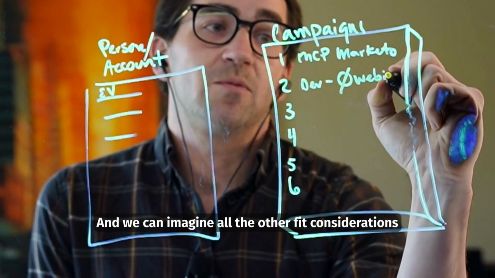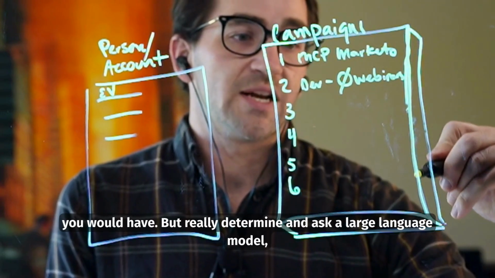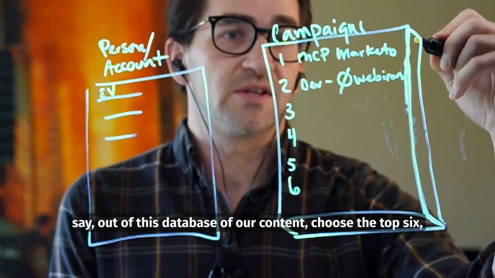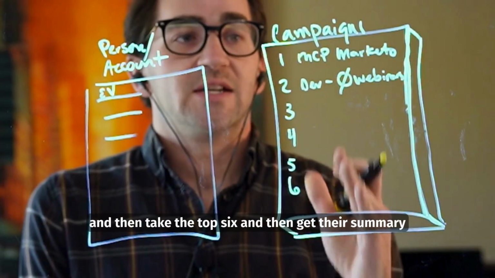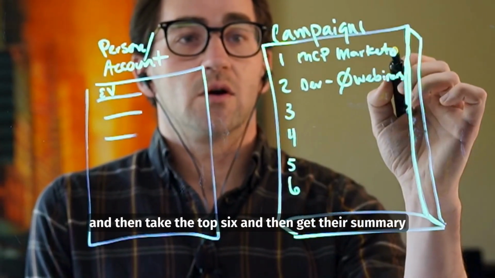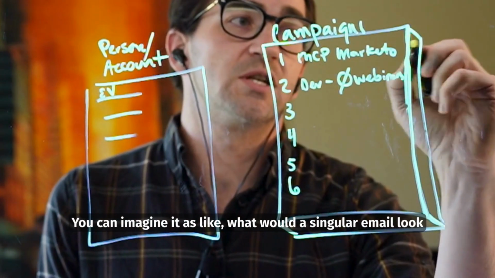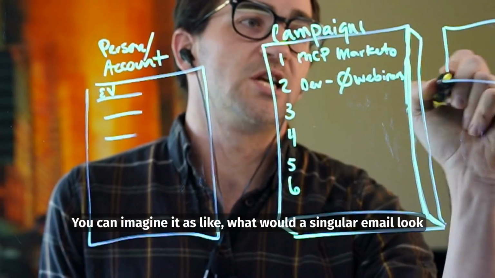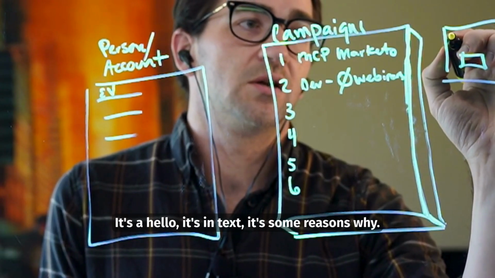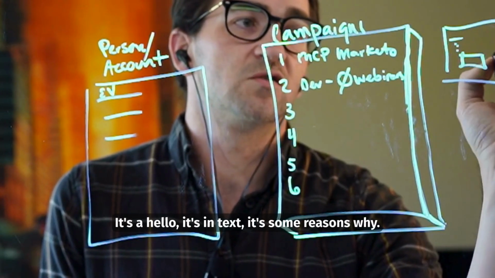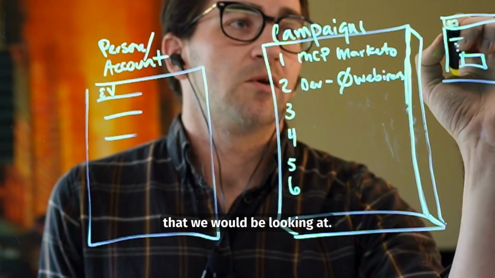And we can imagine all of the other fit considerations you would have to determine and ask a large language model, say, out of this database of our content, choose the top 6, and then take the top 6 and get their summary information of what's going to be used in them. You can imagine it as, what would a singular email look like? And it's a call to action, it's a hello, it's some text, it's some reasons why. But this is the primary kind of email campaign that we would be looking at.